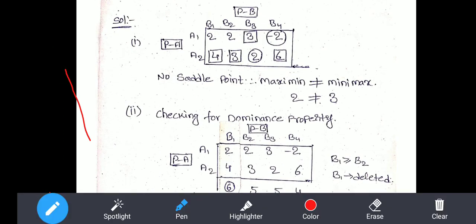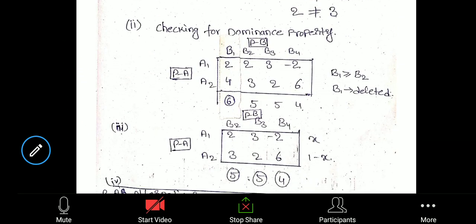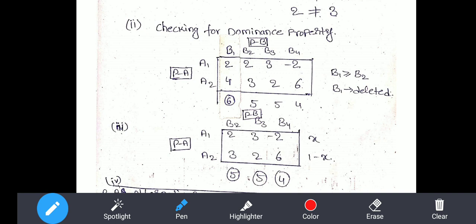Here there is no saddle point in this particular case. So apply the dominance property. The dominance property will be applicable column-wise, starting with the first column. Why? Because there is no need to reduce the rows, since only 2 rows are given. Our main aim is to reduce the size of the matrix so that it is converted into a 2 by 2 matrix. Here the rows are 2 and there are more columns. We need to reduce the number of columns to 2.